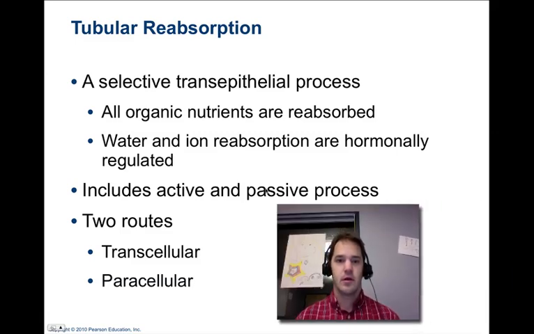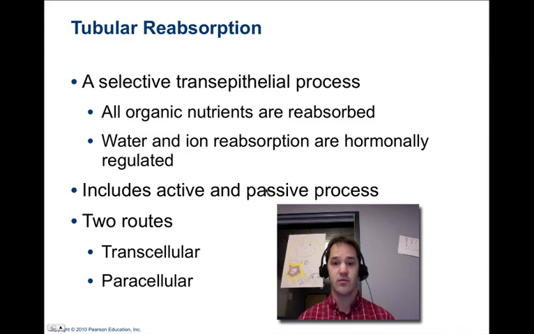Okay, so we've talked about glomerular filtration. The other main process in processing filtrate and producing urine is tubular reabsorption. This is a selective transepithelial process, meaning it moves stuff across the epithelial cells of the renal tubule. Most organic nutrients are reabsorbed, so all your glucose and all your amino acids are reabsorbed from the filtrate. And then water and ions are reabsorbed as needed.